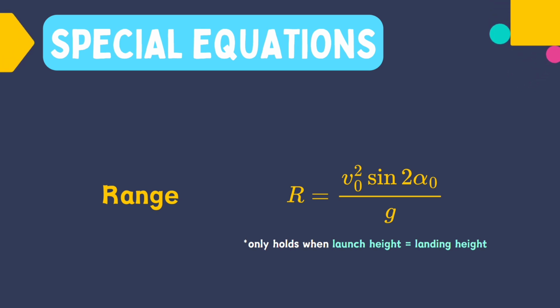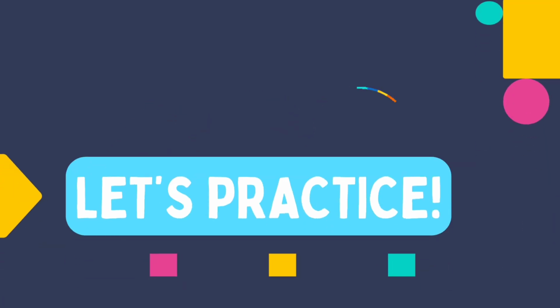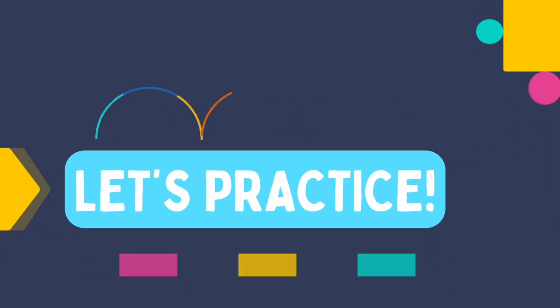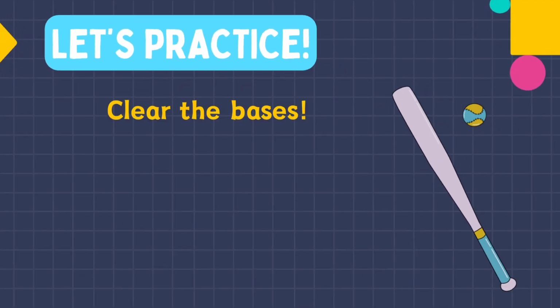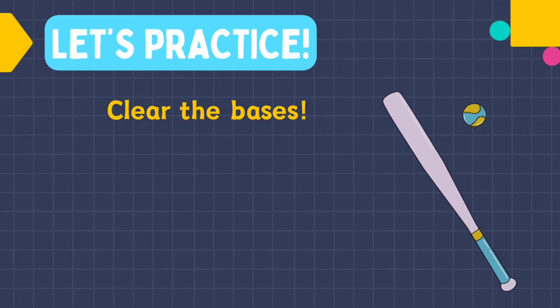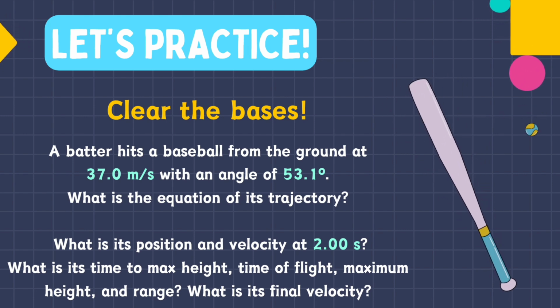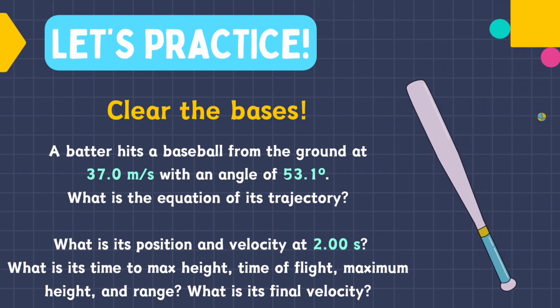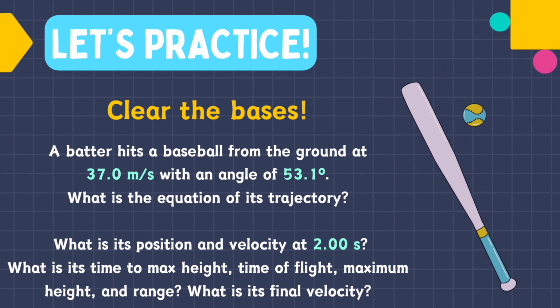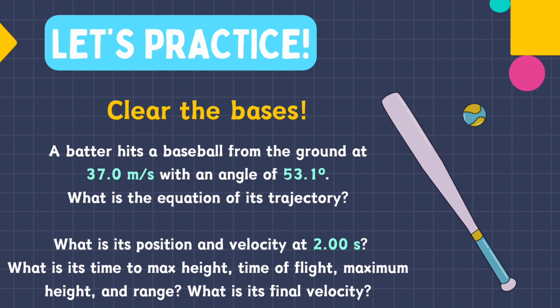And that's all. We have all the formulas that we could need to solve a problem in projectile motion, so let's try a practice problem. I call this problem Clear the Bases. Let's read it out. A batter hits a baseball from the ground at 37.0 meters per second with an angle of 53.1 degrees. What is the equation of its trajectory?